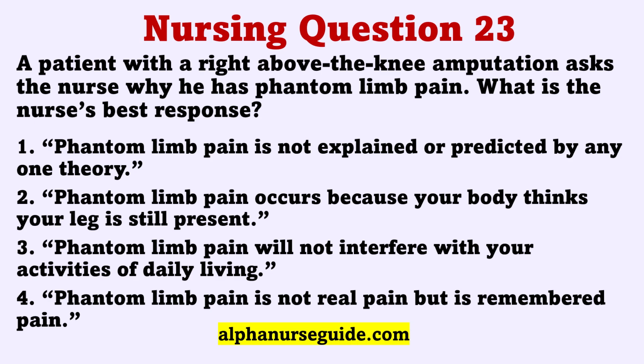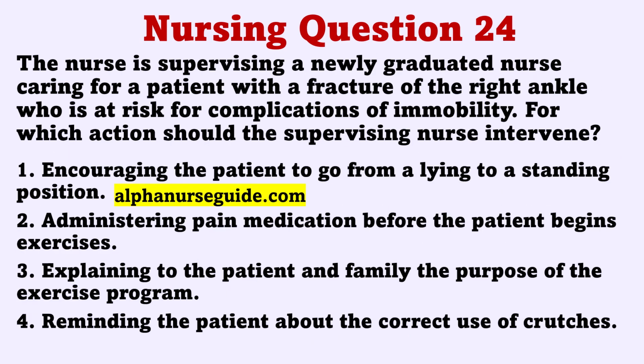The nurse is supervising a newly graduated nurse caring for a patient with a fracture of the right ankle who is at risk for complications of immobility. For which action should the supervising nurse intervene? 1. Encouraging the patient to go from a lying to a standing position. 2. Administering pain medication before the patient begins exercises. 3. Explaining to the patient and family the purpose of the exercise program. 4. Reminding the patient about the correct use of crutches.